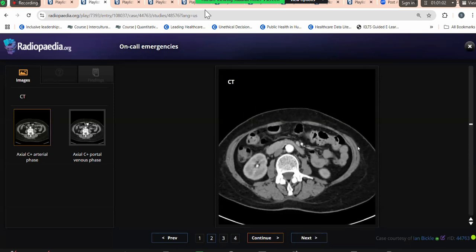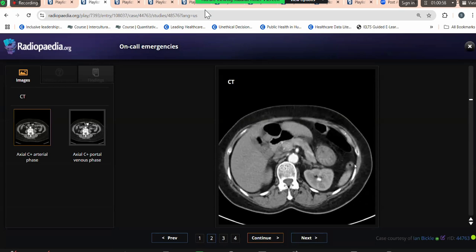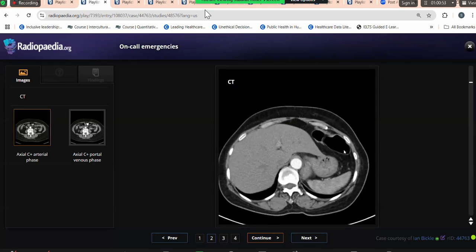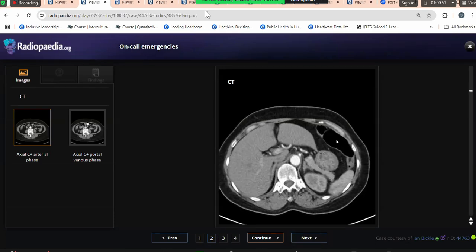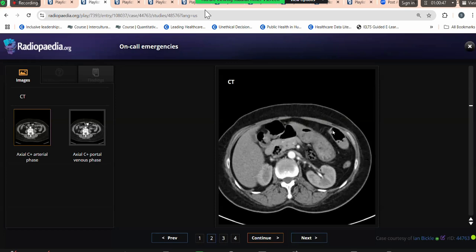This shows the splenic flexure. The splenic flexure goes here. There is mild prominence of its caliber. However, it's not pathologically dilated.